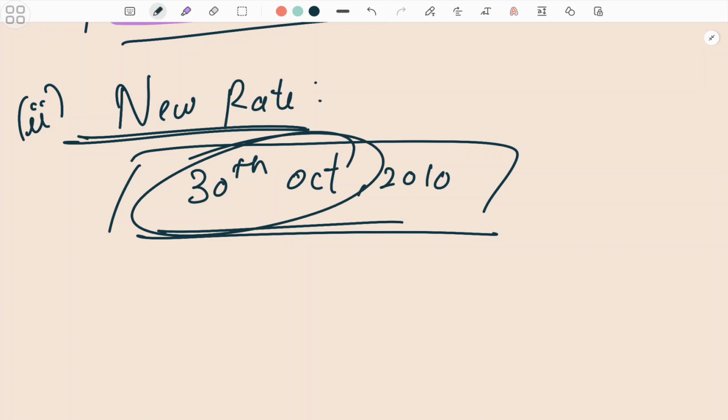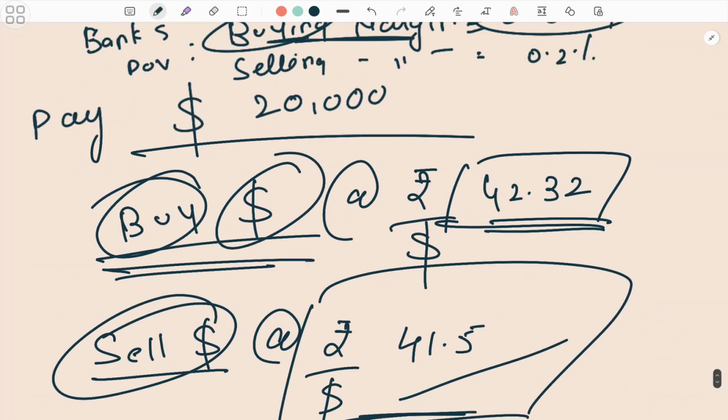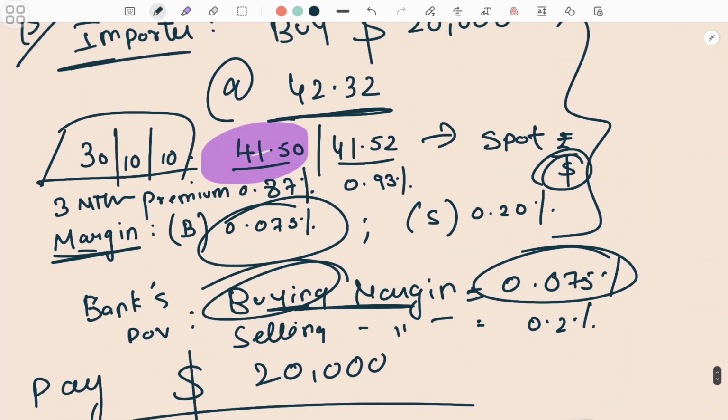So what the bank does is, first of all, cancels the contract, enters into an opposite position and gives a new quote, a new rate. So that is what we are finding out, the new rate. The new rate has to be after 3 months, because the customer is asking for an extension of 3 months. So standing on 30th of October 2010, you have to calculate the 3-month forward rate. Very simple.